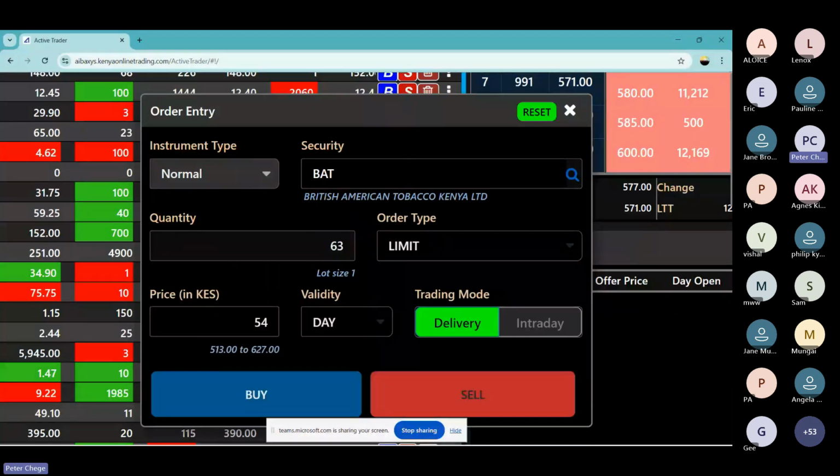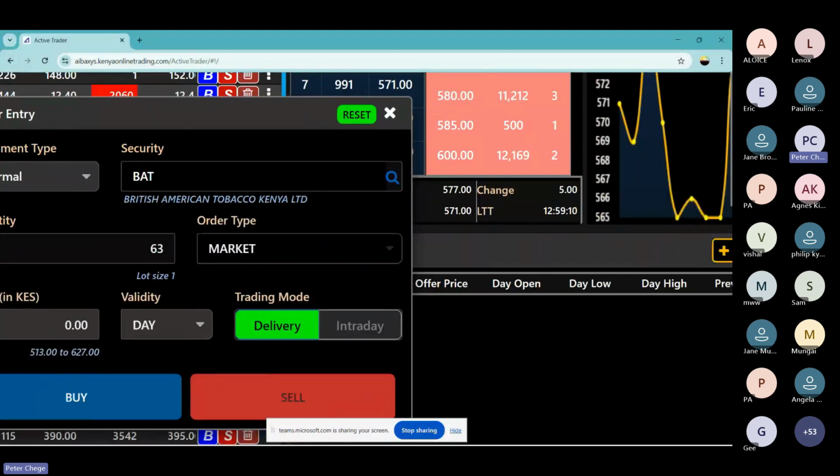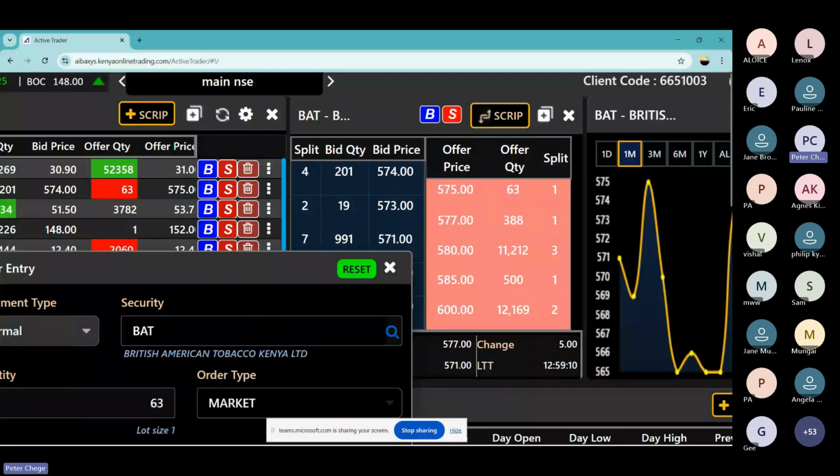Your order can't execute at any other price. Only when the market comes down to that price will the order execute. Or you put market, where you're saying just go and pick any price. That means it will immediately execute at the current selling price, which is 575. If it is not able to fill your order, let's say you had put 1,000, it goes to the next price, 577, and takes the quantity. If it is still not able to fill, it goes to the next price.